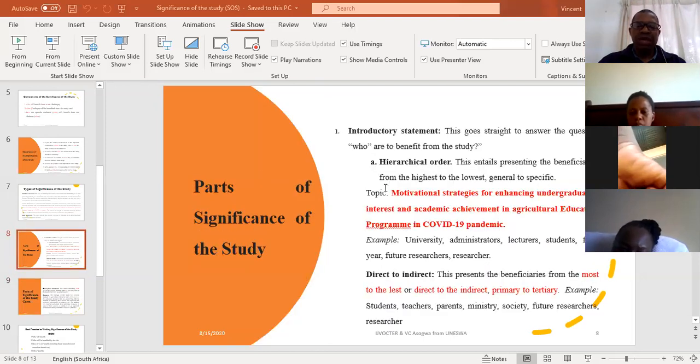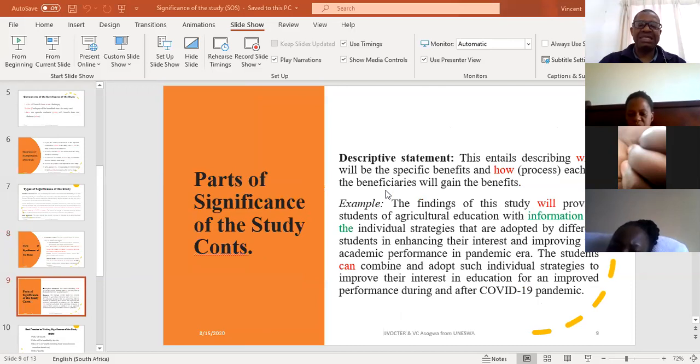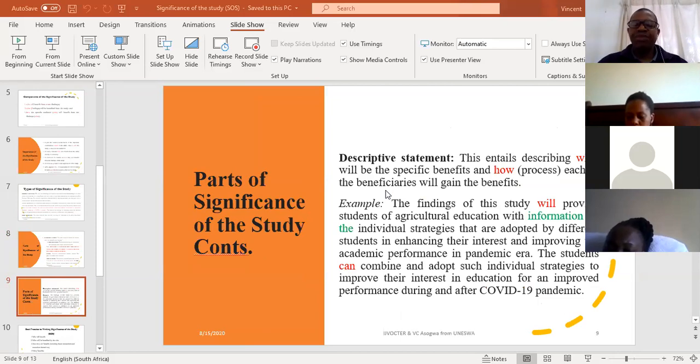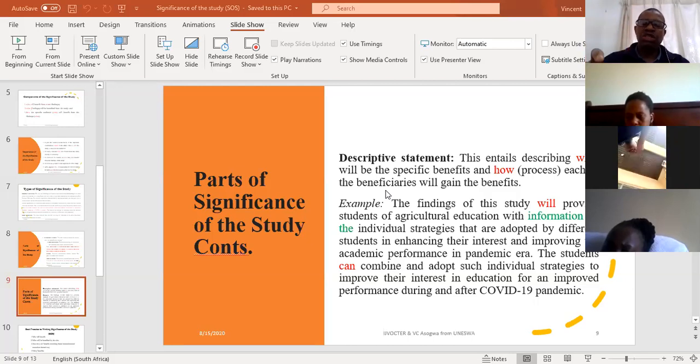Having said so, we now move to the second part of significance of the study, and that is called the descriptive statement. In this descriptive statement, you are expected to describe what will be benefited and how. That is the process. What should those people who will benefit do in order to benefit from that study? You just pick them one by one and don't make a mistake. Arrange them the way you have arranged that introductory statement. Pick them one by one and use paragraphs to distinguish them.